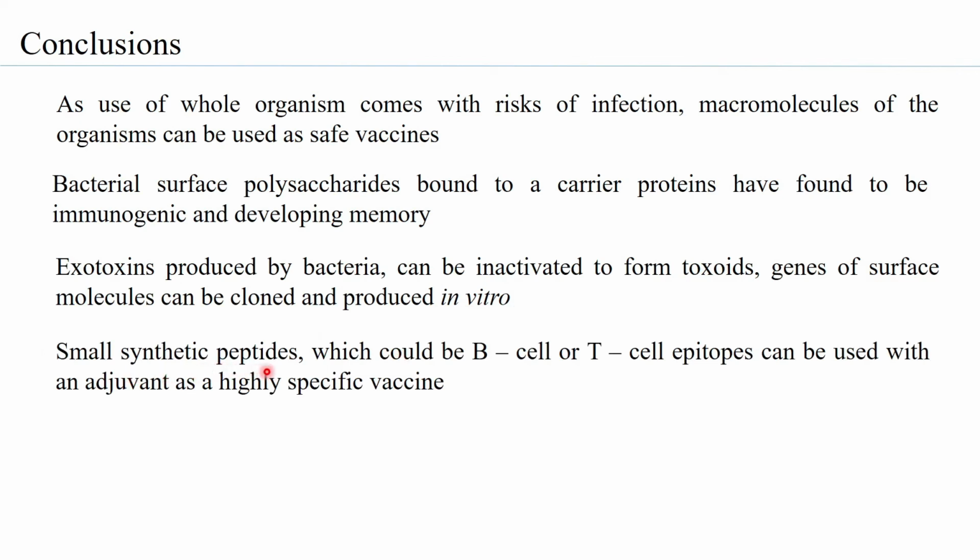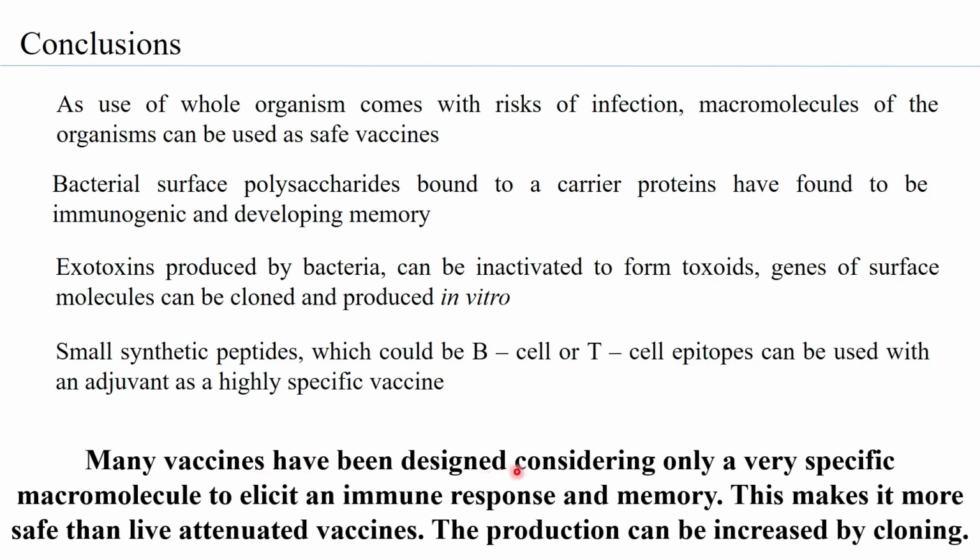Small synthetic peptides, which would be B cell or T cell epitopes, can be used with an adjuvant as a highly specific vaccine. So many vaccines have been designed considering only a very specific macromolecule to elicit an immune response and memory. This makes it more safe than live attenuated vaccines, and the production can be increased by cloning.